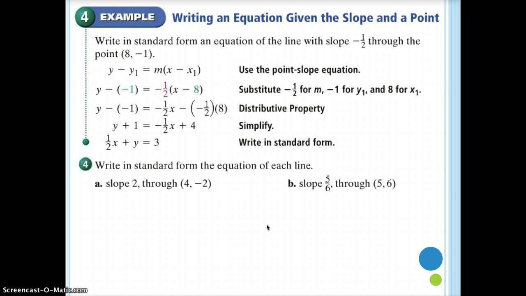I want you to try examples A and B on your own. Feel free to pause the video, give them a try, and then I'll show you the answers on the next slide.